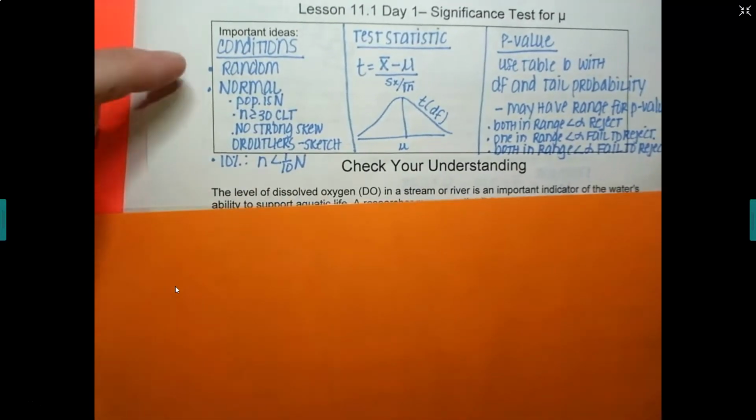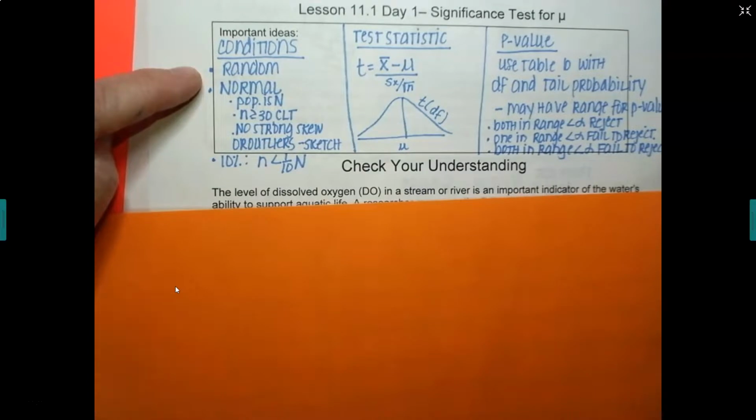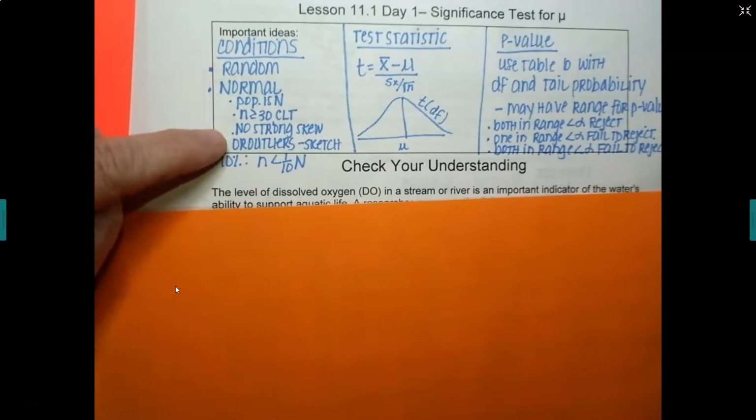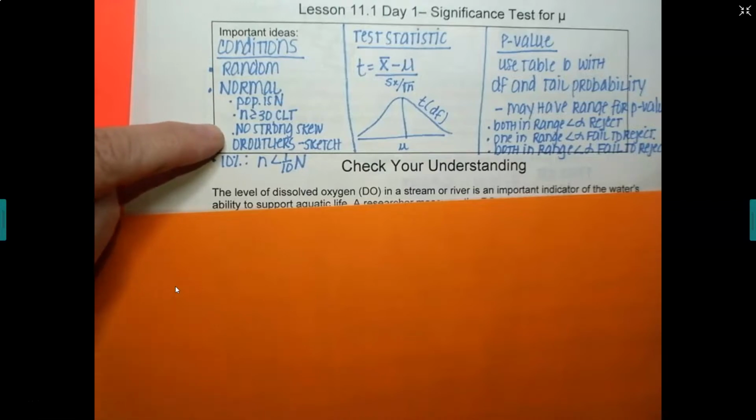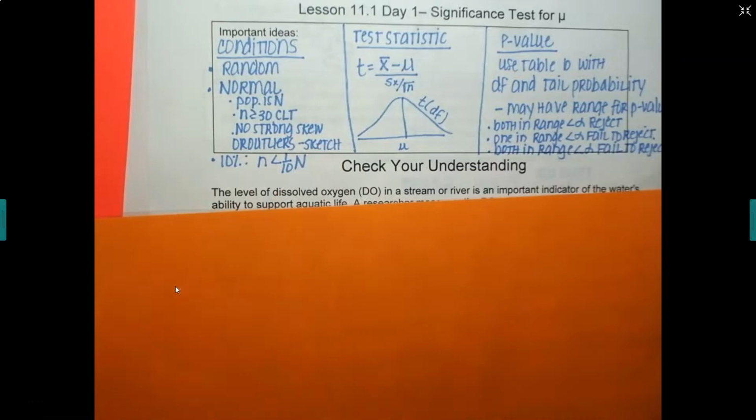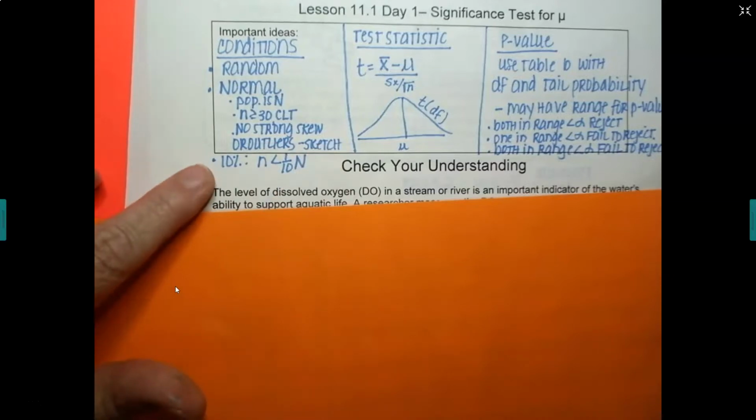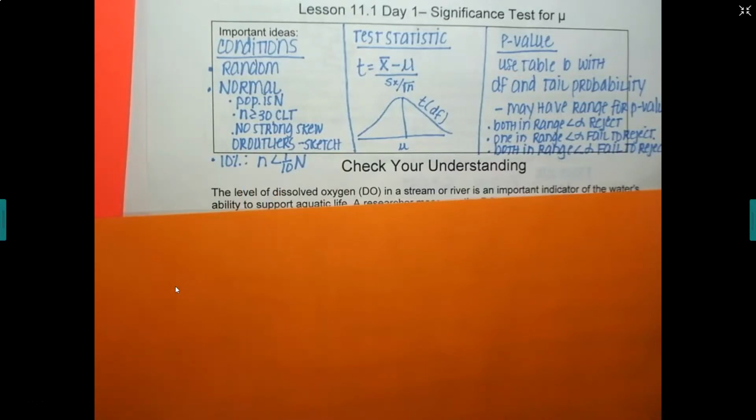Our conditions, random. It's a random sample. It wasn't in this case, but we had to do what we had to do. Normal, it's one of these three things. It's either the population is normal, your sample size is greater than 30 and you have a central limit theorem, or you're using the data and you're looking for no strong skew or outliers and you need to sketch that data. And your 10%, your sample size has to be less than 1/10 of your total population.